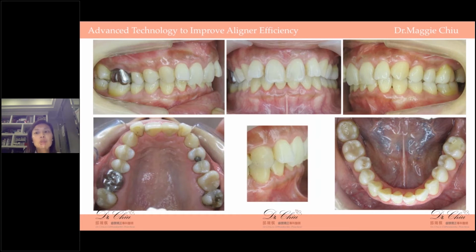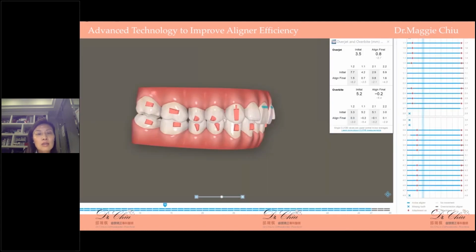I planned, because she doesn't want any extraction and she has some perio problems in the upper posterior molar area, that she wants to try non-extraction. I told her that actually this is an extraction case, but maybe we can try TADs. We can use TADs together with the power arm to retract the upper anterior. So for the first set of aligners, we didn't combine the device within the treatment.